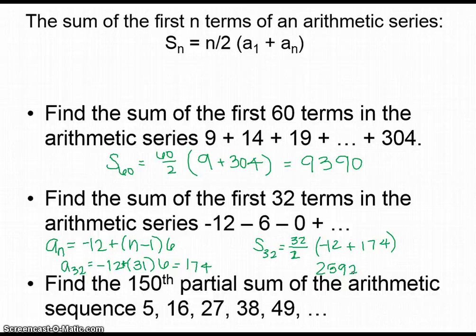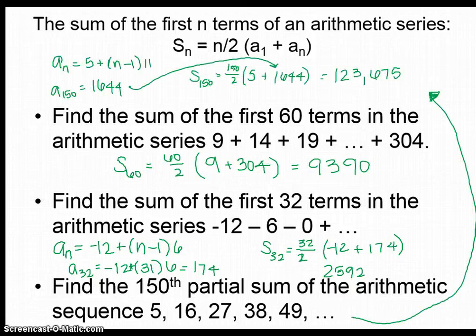I want you to try this third one on your own. When it says the 150th partial sum, that's the same thing, because this could be an infinite series that just goes on forever and ever. I just want the first part of it, the first 150 terms. I had to write mine on the top because I didn't have enough space here, but I started by getting my formula for this sequence, found the 150th term, and then I was able to plug that into my formula for the sum. And I ended up with 123,675.